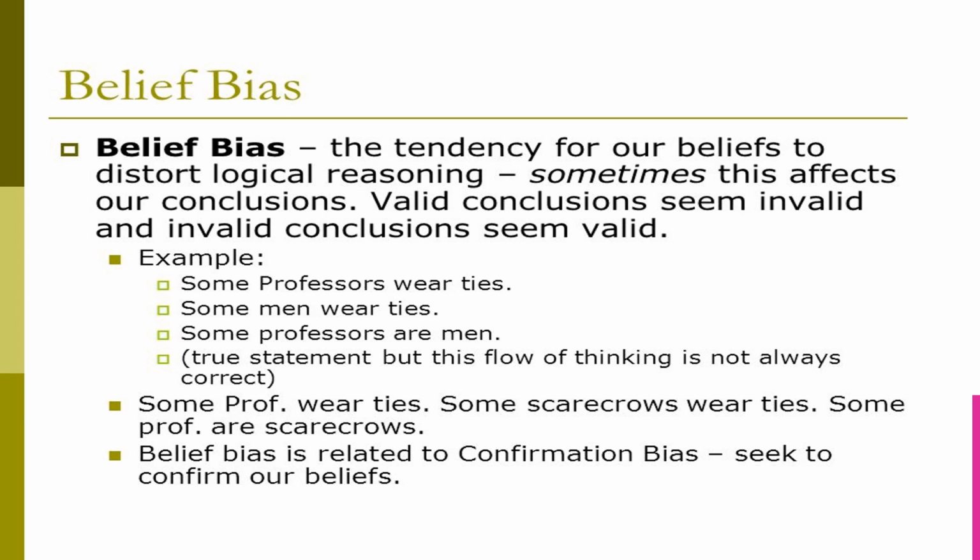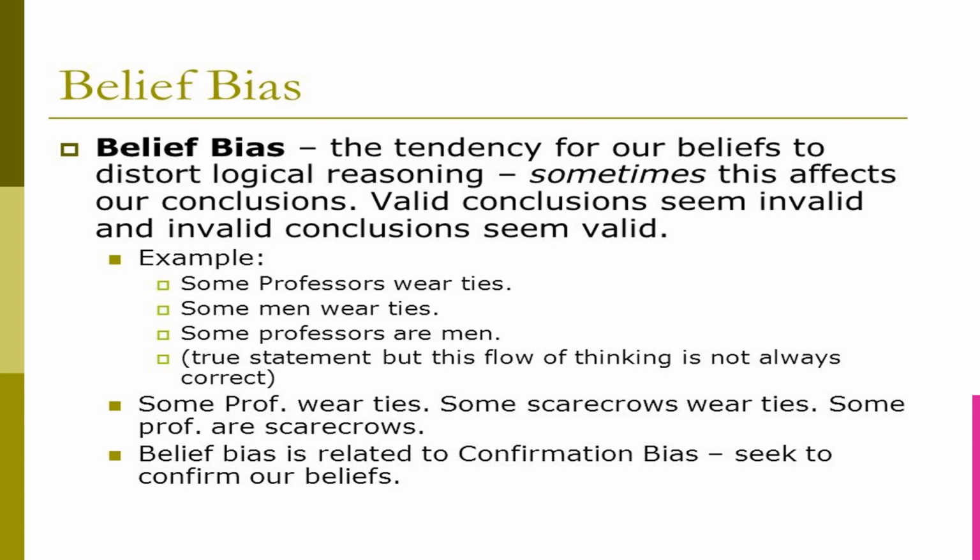So we see here in our first example: some professors wear ties, some men wear ties, so some professors are men. Now we might think, okay, well that's true, so therefore the argument must be a good one. It's true that some professors are men. But the argument gives us no support for the conclusion. So the argument is not a good one, even though the conclusion seems valid. So in belief bias, we use our judgment of the plausibility of the conclusion to judge that the argument is good, even though in fact it doesn't give us any evidence for the conclusion.